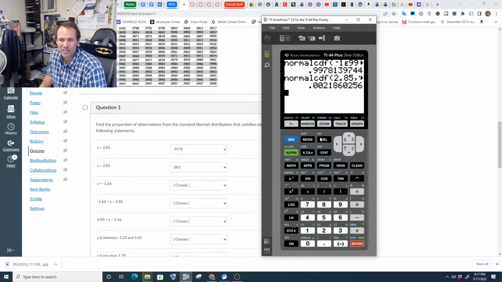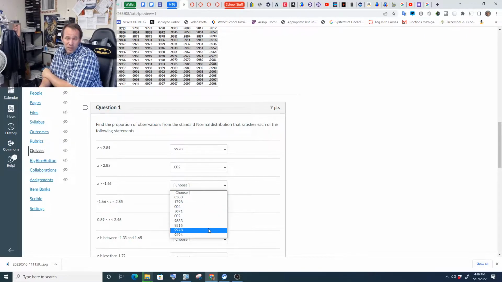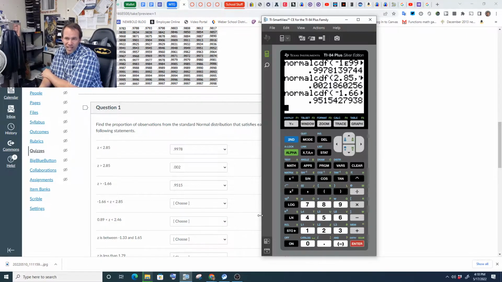So use our calculator because it makes it super easy. Second enter. And then we're going to go greater than negative. So we're going to type in a negative 1.66. Second insert another 6 in there. And that's going to give us 0.95, which makes sense because that's the 68, 95, 99.7 empirical rule. So that's going to be 0.9515 is our answer there.